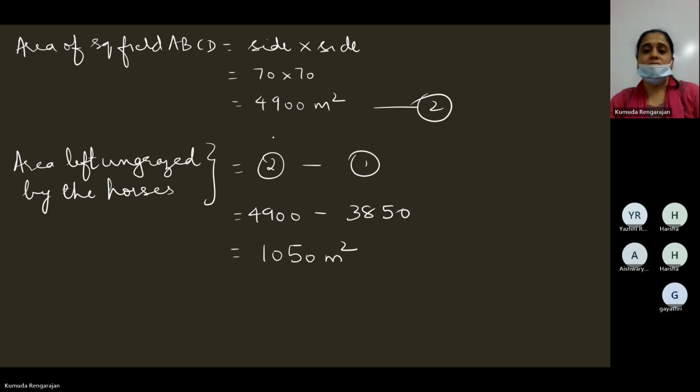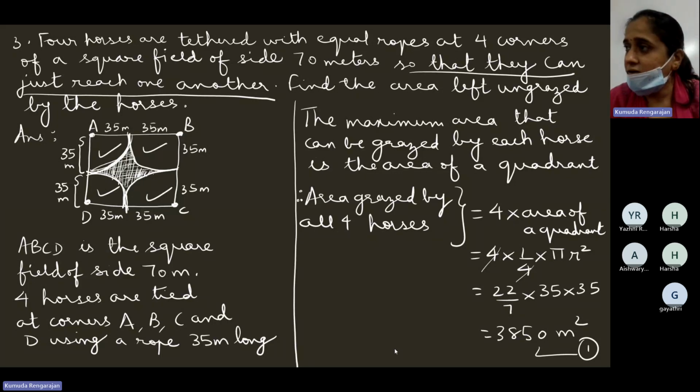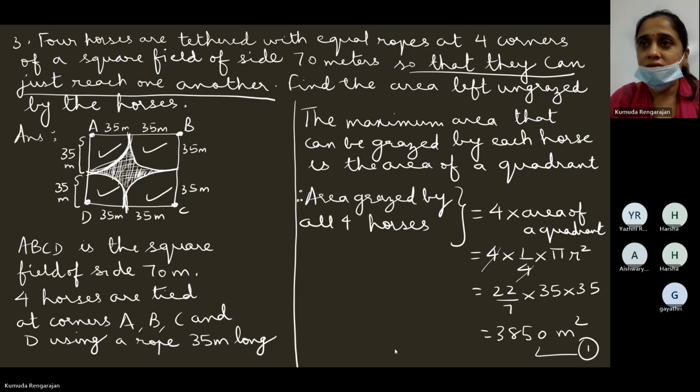So find the area of the four quadrants: 4 into 1/4 pi r square, where r is 35, not 70. The area ungrazed will be the total area available, meaning the total area of the square field ABCD, minus the area grazed by the horses. The difference will be the area ungrazed.